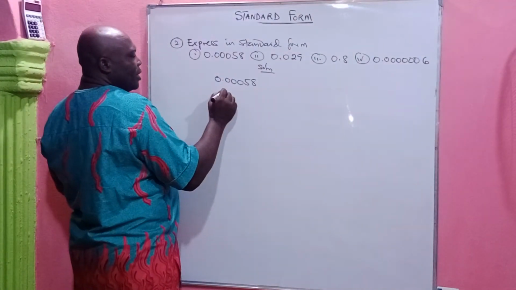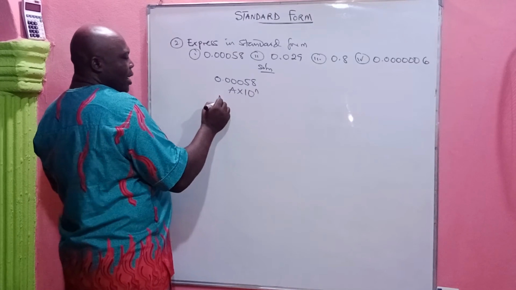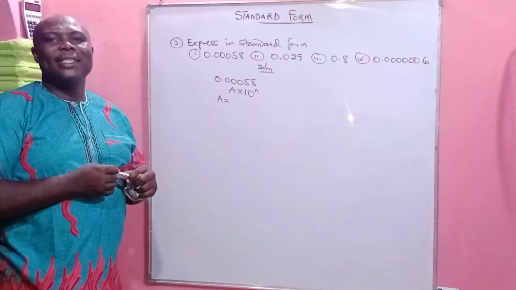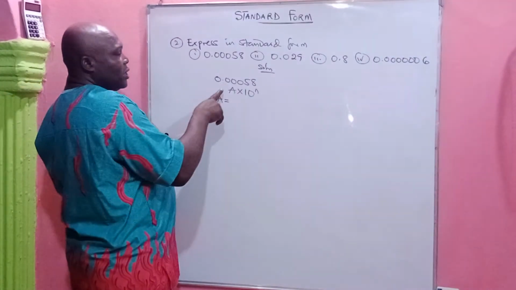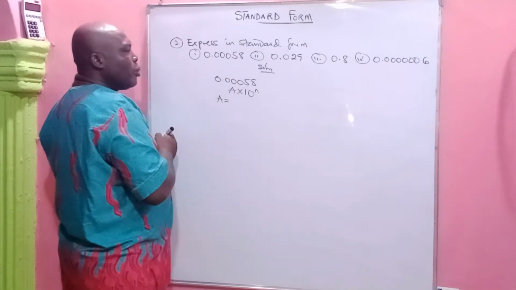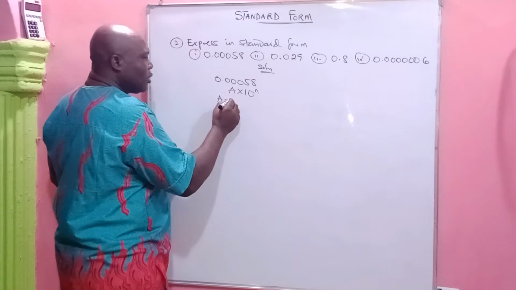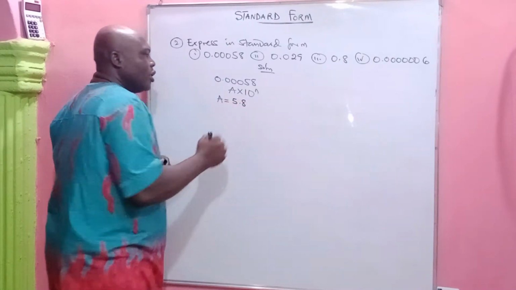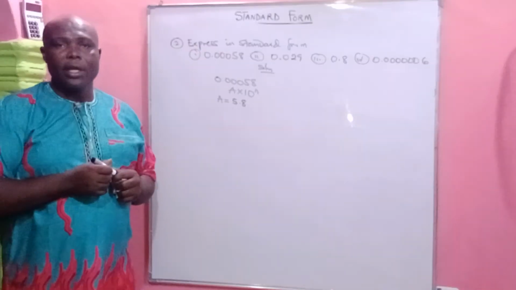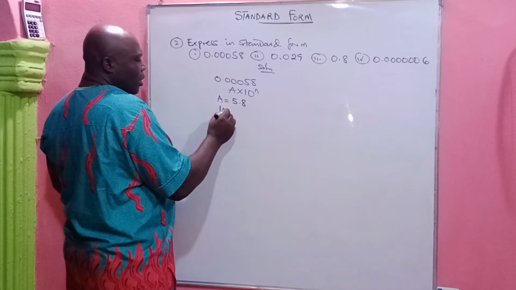We want to express in the form a times 10 raised to the power of n. What is our a? Our a is to position the decimal point after the first significant figure. And of course, the first significant figure here is 5. The second is 8. So we'll position this point after the first significant figure. Once you do that, you're going to have 5.8. So we'll move it to here. And of course, the 0s will no more be important again. So it becomes 5.8. And now the 10 is a constant, which is 10.